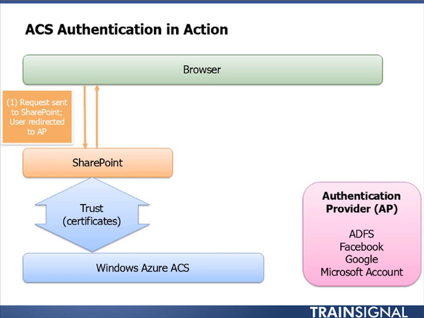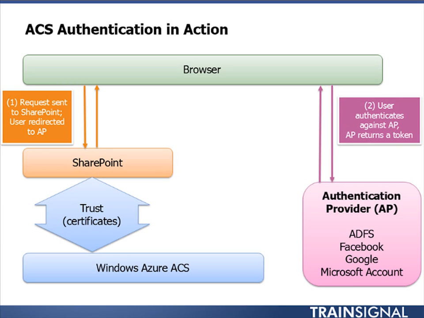What's going to happen is that my user is first going to connect to SharePoint. When they connect to SharePoint, SharePoint's of course going to ask them to authenticate, and they're then going to choose our Windows Azure ACS authentication provider. When they do that, they're going to get redirected to the authentication provider. The authentication provider will then prompt them for their username and password. So, for example, if they were doing Facebook, the browser is going to be redirected to Facebook. They're going to punch in their username and password, and then Facebook is going to hand back a token.